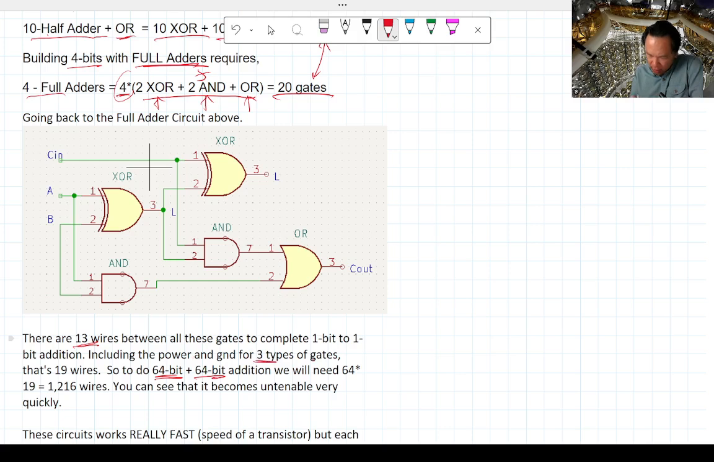And there are actually 3 different types of gates, right? You have an XOR, an AND, and an OR. In fact, you may even need more because we don't have some of these gates in stock, so you have to make them out of NAND gates or NOR gates because those are the universal gates. And so each gate could take 19 or more wires to wire up. Then if you take 19 times 64, because you need to build 64 of these, that's about 1,200 wires.